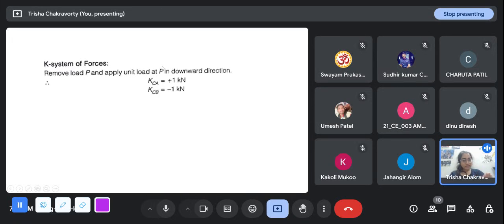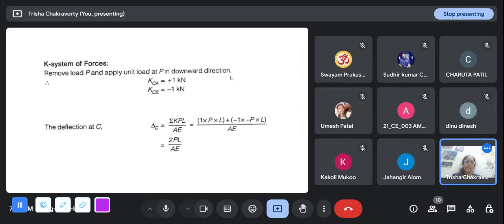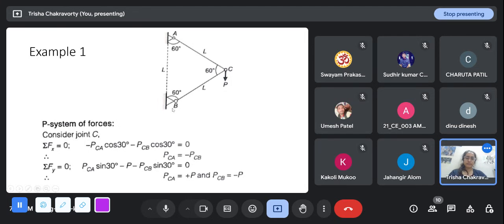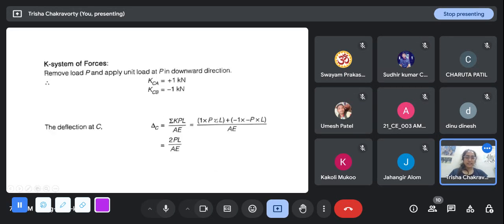But if you are not comfortable with this, just solve it again with the method of joints, remove this P and put a 1 in the downward direction here. So you will get this answer. And then to find the deflection at C, I am going to find, let's see, the length. Length is L here and here. So for this CA member, P is P, K is 1, and L is L. So it is PL. And for the CB member, the K is minus 1, P is minus P, and the length is L. So we get 2PL by AE. So this is the deflection.